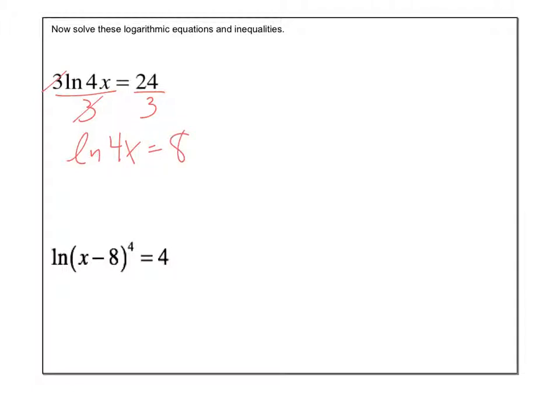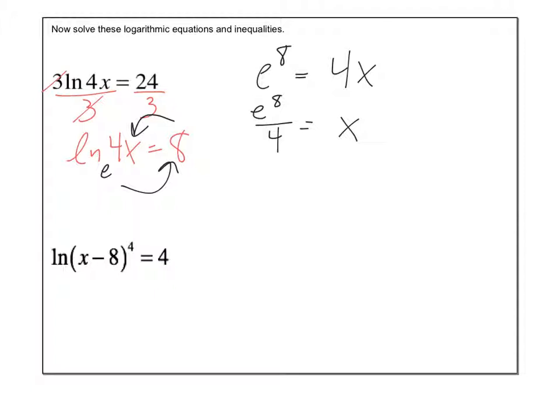At this moment, we have to understand that my base is e, and because we only have one natural log involved, we can rewrite it using the log loop. We can say that e to the 8th power equals 4x, and if we're solving for x, we can divide both sides by 4 and get something that looks like this.